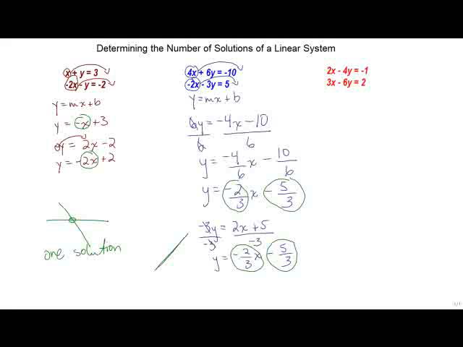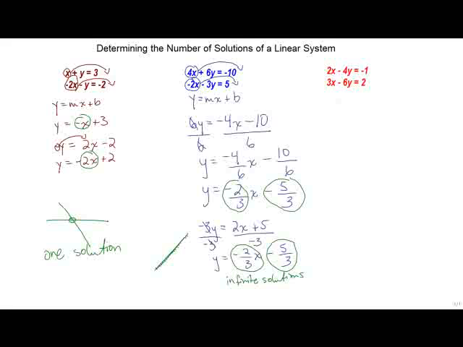Since they're on top of each other, it's going to have infinite solutions, because every single spot along these lines is a solution. In proper terminology, if the two lines have infinite solutions, we call them coincident lines.